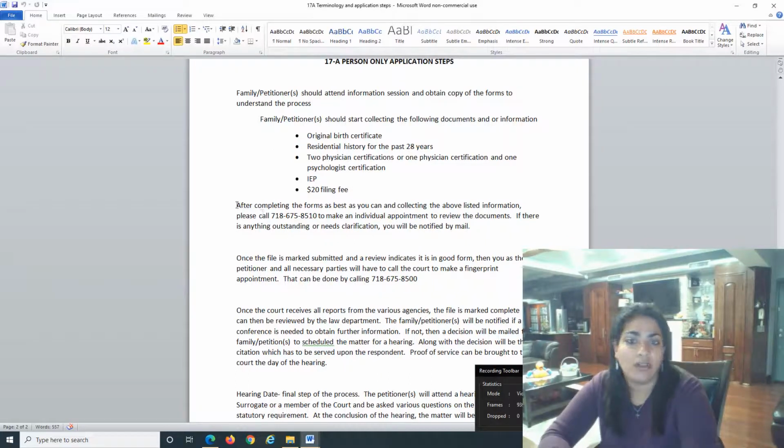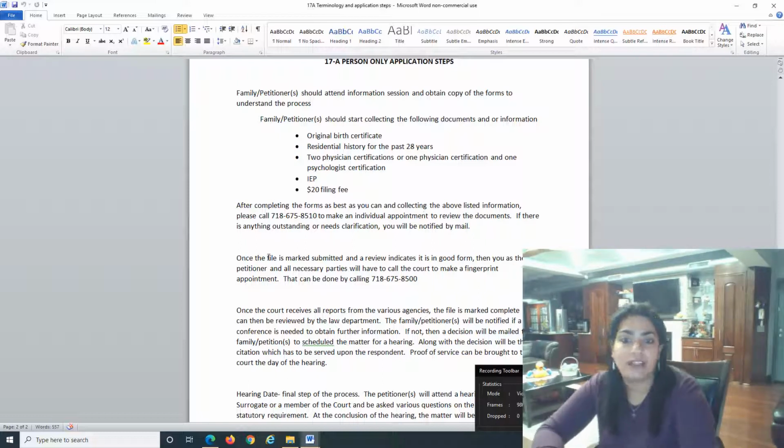After you complete all the forms, generally speaking, you would make an appointment with the court so we can go over it. But right now, it's probably either you can make the appointment or mail in the documents to the courthouse. And once we review the documents, we'll let you know then if there's anything outstanding.